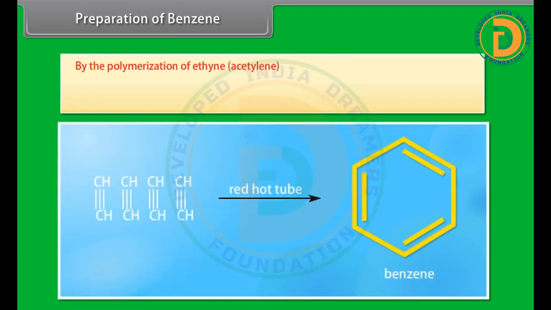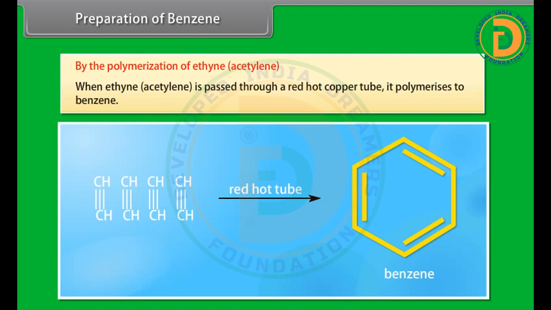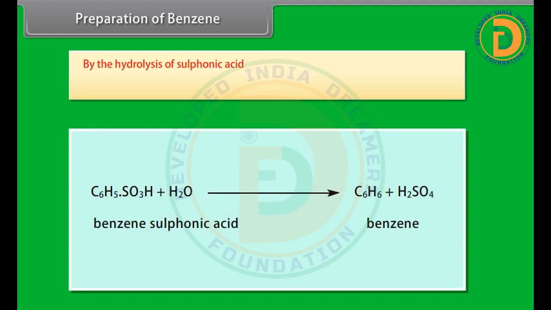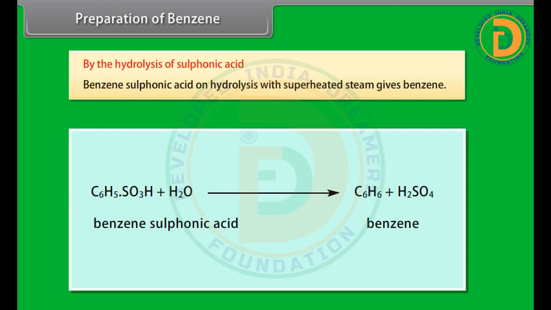By polymerization of ethine, acetylene. When ethine or acetylene is passed through a red-hot copper tube, it polymerizes to benzene. By the hydrolysis of sulfonic acid. Benzene sulfonic acid on hydrolysis with superheated steam gives benzene.